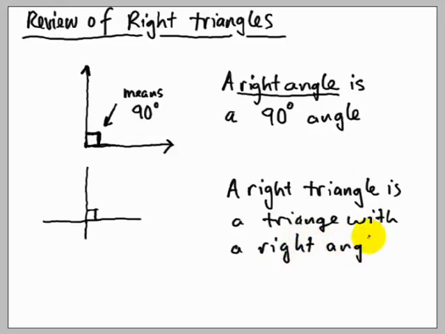Now that sounds a little strange maybe. All it means is a right triangle is just a triangle which has a 90-degree angle. Okay? Let's try to draw one here. And like I said, we have to be sure that this is 90 degrees here, we have to put that little symbol in, right? That symbol guarantees that it's 90. Okay. So that's a right triangle.